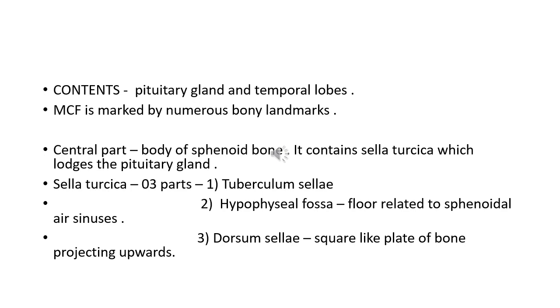First is tuberculum sella. Second is hypophyseal fossa that forms the floor which is related to the sphenoidal air sinuses, the sphenoid sinus that we know commonly. The floor is formed by the hypophyseal fossa. Third is the dorsum sella. It is a square-like bony projection projecting upwards into the sella turcica.